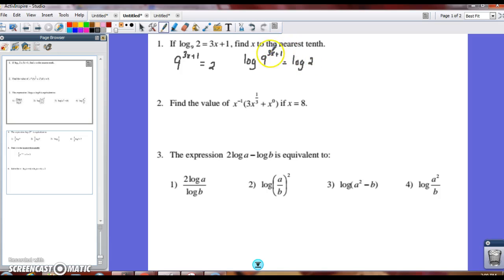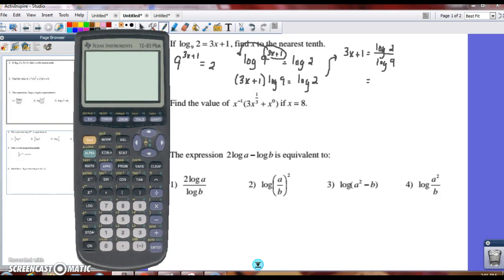And then I can go ahead and use my power rule. My power rule says I can take that whole exponent and bring it out in front. So I would have 3x plus 1 times the log of 9 is equal to the log of 2. 3x plus 1 would then be equal to the log of 2 divided by the log of 9. Okay, I would go ahead then and do that in my calculator.